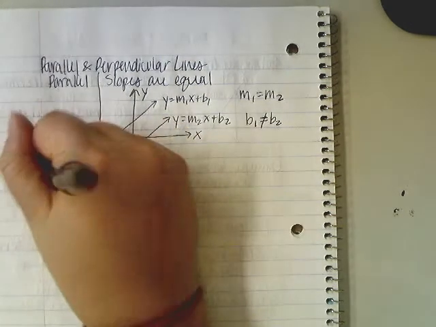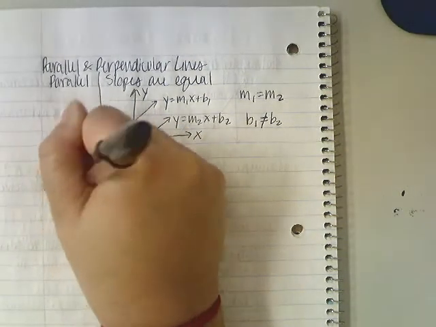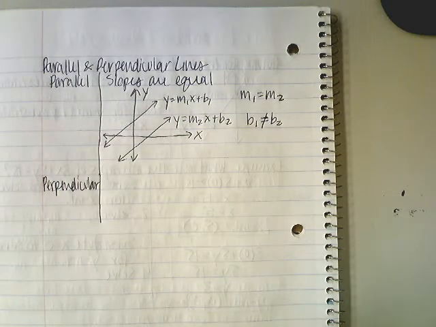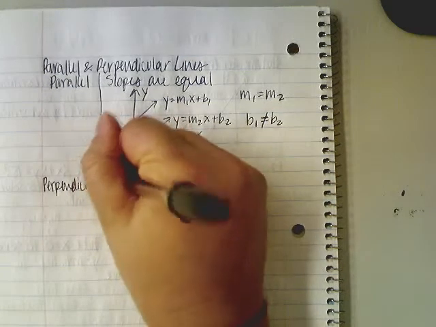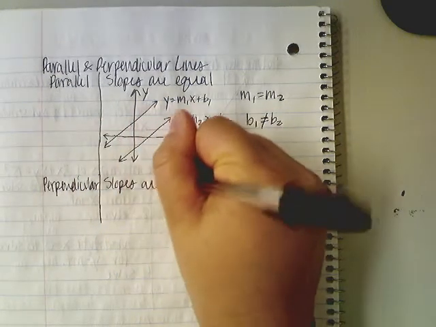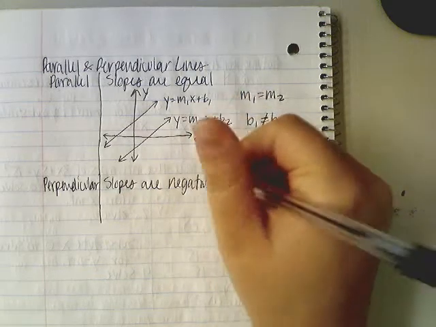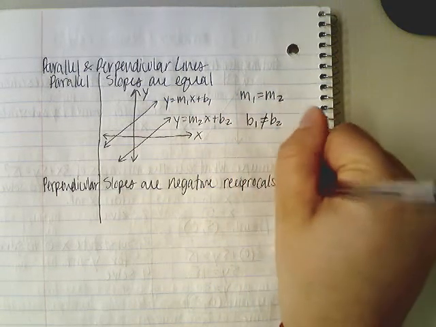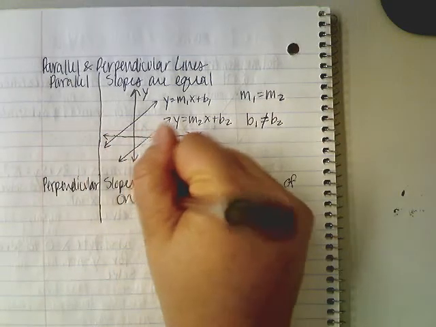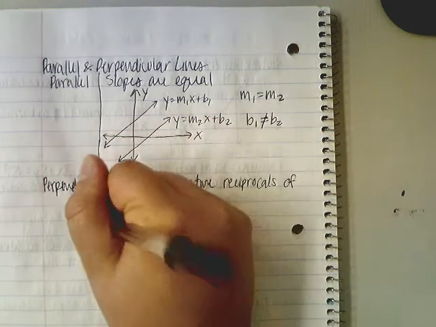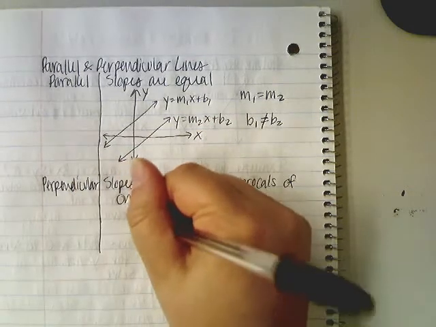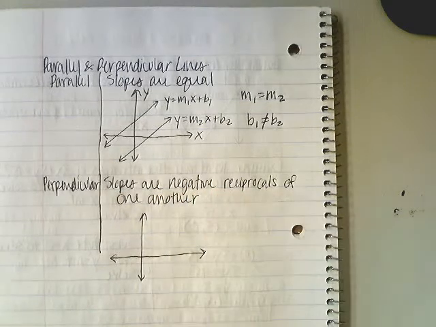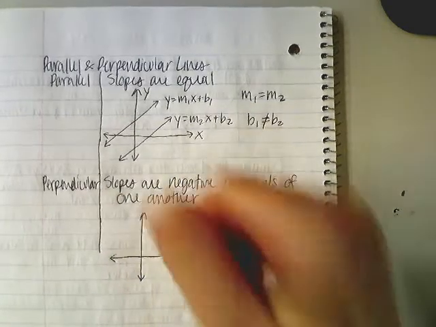All right, so then we have perpendicular lines. Perpendicular lines are negative reciprocals of each other, so their slopes are negative reciprocals of one another. Another important tidbit of information is that not only are perpendicular line slopes negative reciprocals, but they intersect at 90-degree angles.